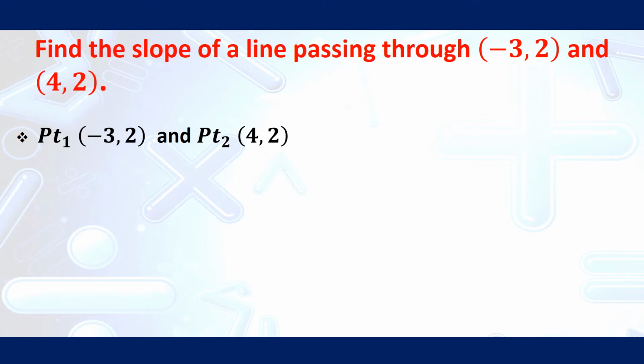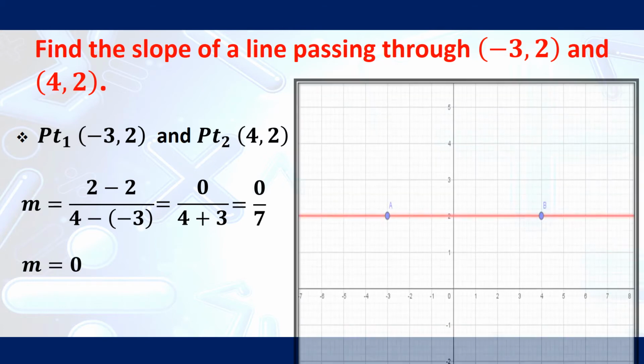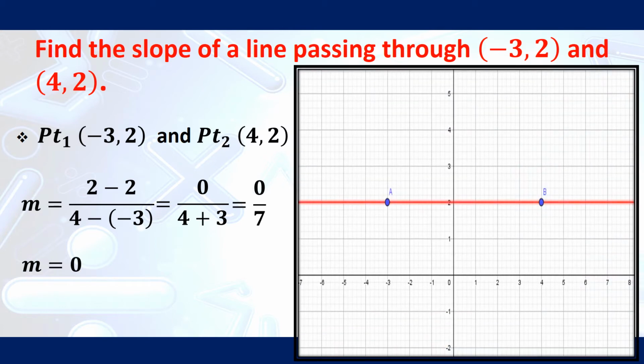Again, we will substitute in the slope formula. Thus, we arrive with 2 minus 2 all over 4 minus negative 3, which is equal to 0 all over 4 plus 3, and that is 0 over 7. 0 divided by 7 is always equal to 0. This is the graph of this example. Take note that if the slope is 0, the graph is always horizontal, and the value of y is the same.